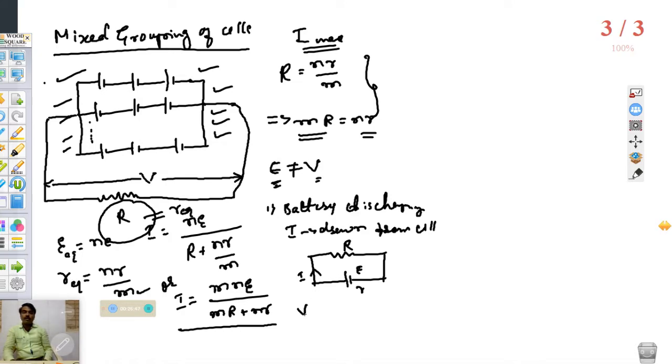Then the terminal PD we can write as VA minus VB. So VA and VB are nothing but the potential at A and potential at B, which is connected across, like for an external resistance. So which can be given as V is equal to E minus Ir. So this equation is true when discharging of the battery takes place across external resistance. So external resistance may be of any form, I repeat.